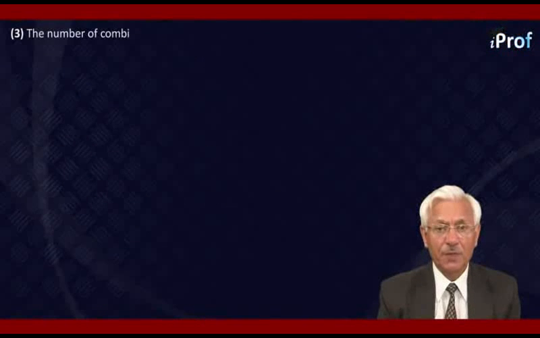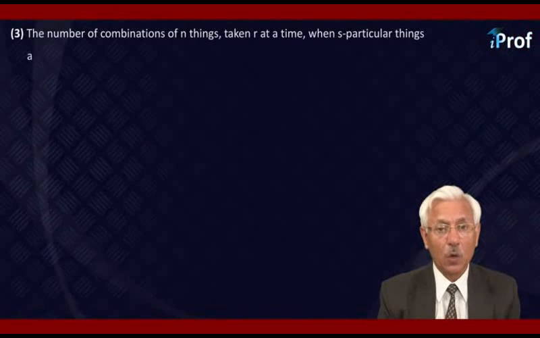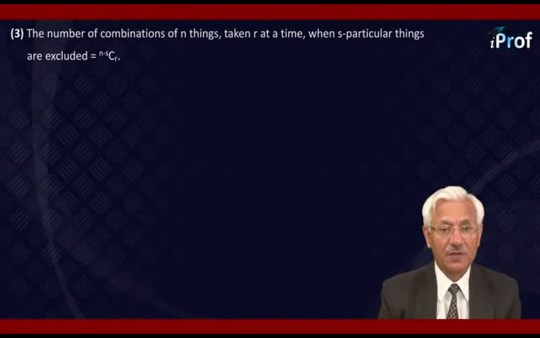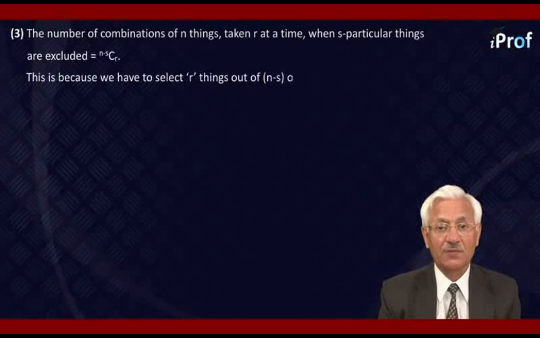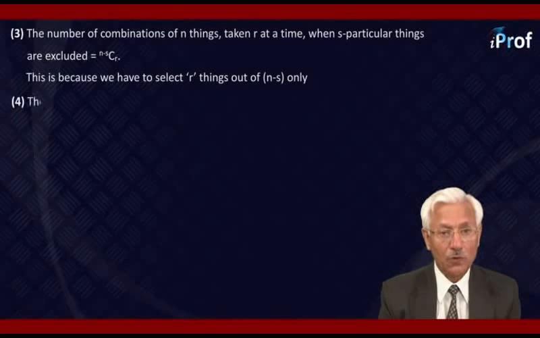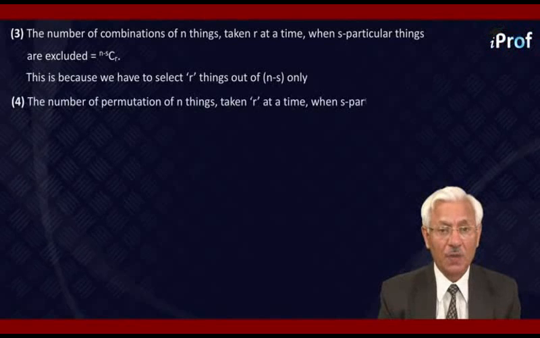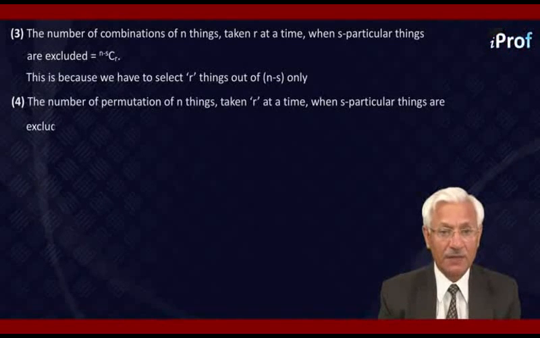Third, the number of combinations of n things taken r at a time when s particular things are always excluded is equal to n minus s C r. This is because we have to select r things out of n minus s only. Fourth, the number of permutations of n things taken r at a time when s particular things are always excluded is equal to n minus s C r into r factorial, which can also be written as n minus s P r.